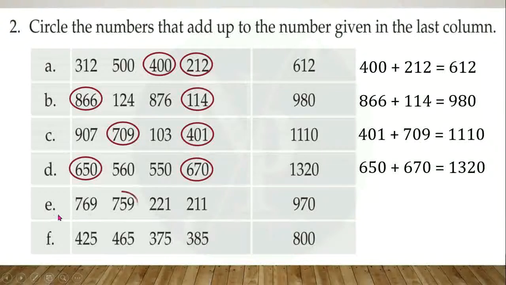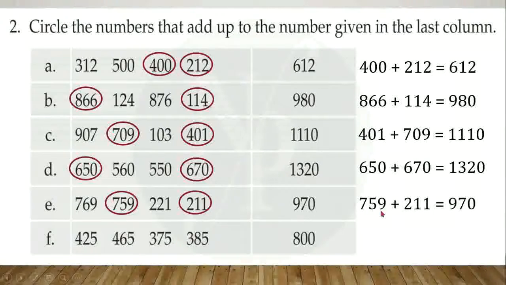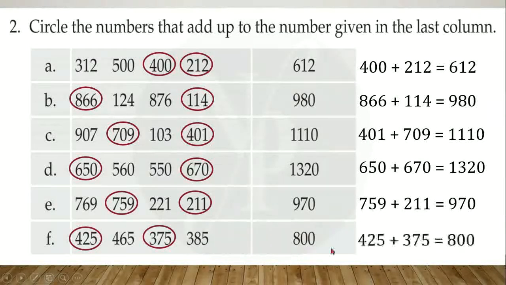Coming to E, if you add 759 and 211, the sum will be 970. The addition fact is given here. Coming to F, if you add 425 and 375, the sum will be 800. That is 425 plus 375 will be equal to 800. I hope you have understood this question.